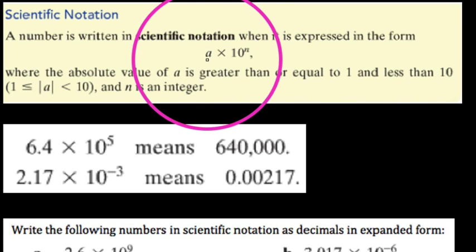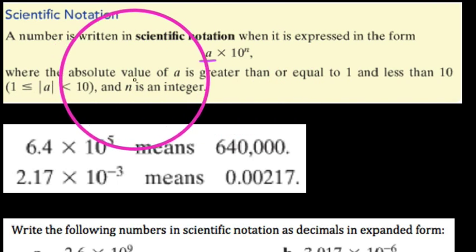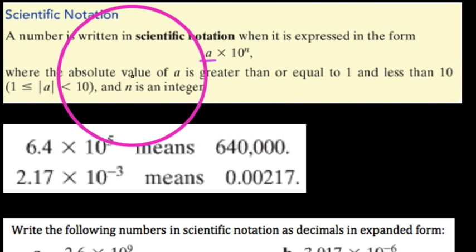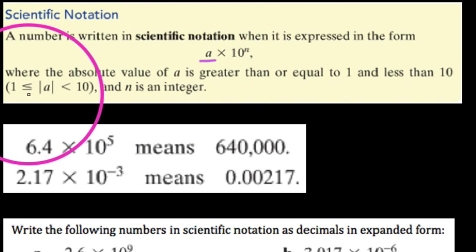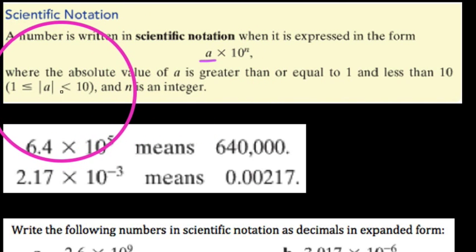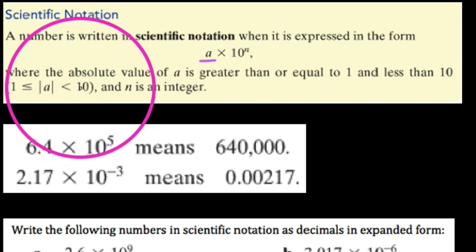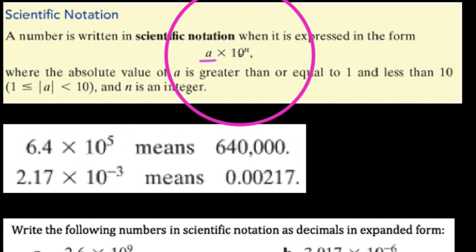a numerical factor A times a product of tens, several tens, where the absolute value of A is greater than or equal to 1 and less than 10. Basically, this number A, whether positive or negative, is a number between 1 and 10. So anywhere from 1.00 all the way up to, but not including, 10, like 9.99. We don't usually want to go over that and have two decimal places. We say n is an integer.